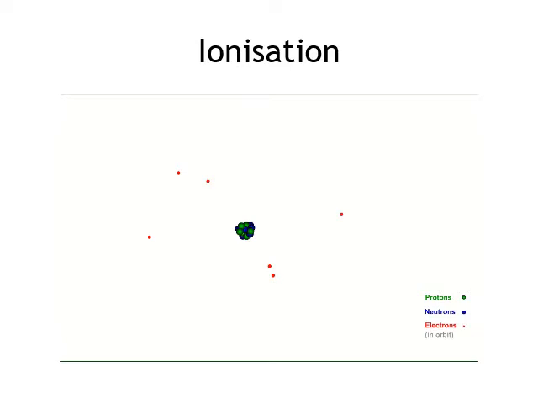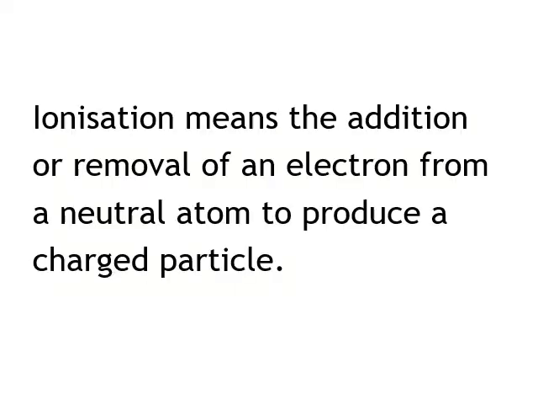If we go back to our atom with six electrons orbiting the nucleus, and if it gains an electron, it's now got seven electrons, and so it would be a negative ion. This is ionization, the addition or removal of an electron from an atom by our ionizing radiation, producing a charged particle. There'll be a later video all about ionization.